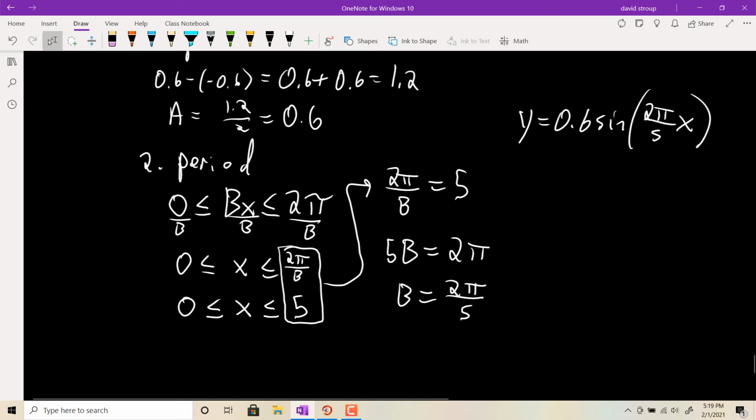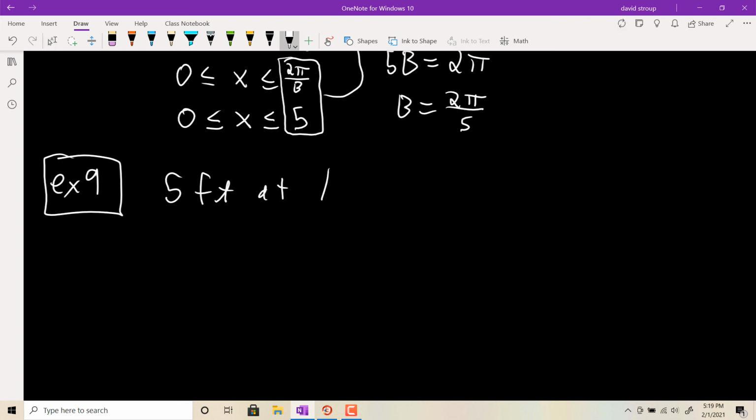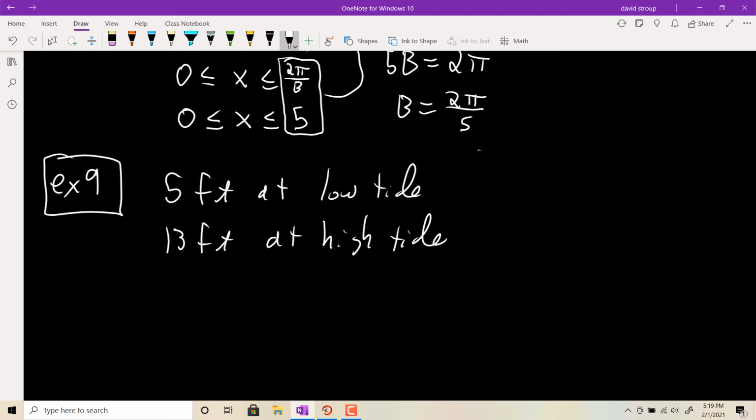Let's look at a harder one. This is example 9, and they talk about modeling the tides. So we have 5 feet at low tide, and it goes all the way up to 13 feet at high tide. Low tide happens at 4 a.m. and high tide happens at 10 a.m.